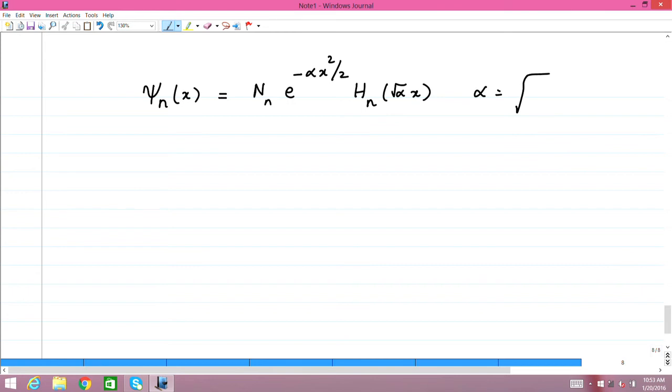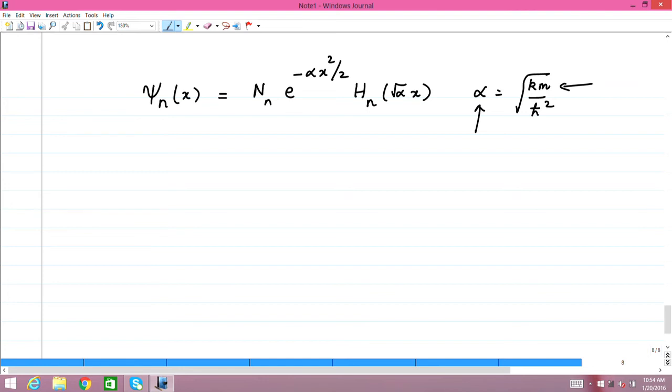The eigenfunctions are given by a combination of the Gaussian e to the minus alpha x square by 2 and the Hermite polynomials H n of root alpha x. What is alpha? Alpha is the square root of k m by h bar square. Again, alpha is the physical constant associated with the system: the mass of the harmonic oscillator and the force constant that the oscillator has.